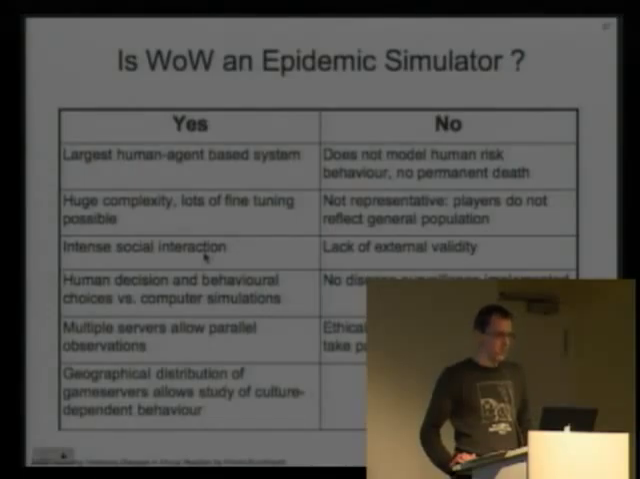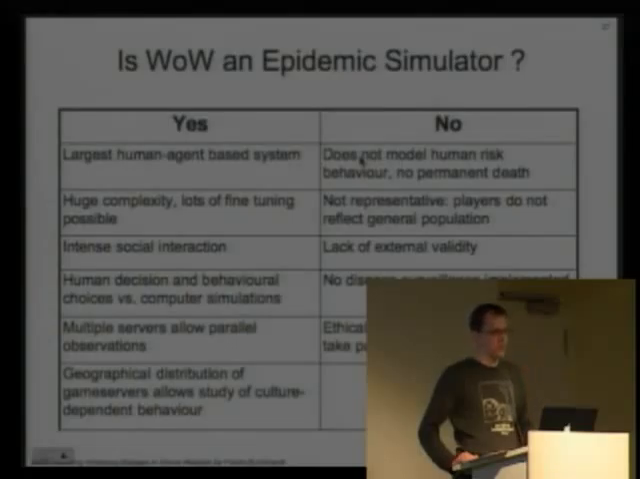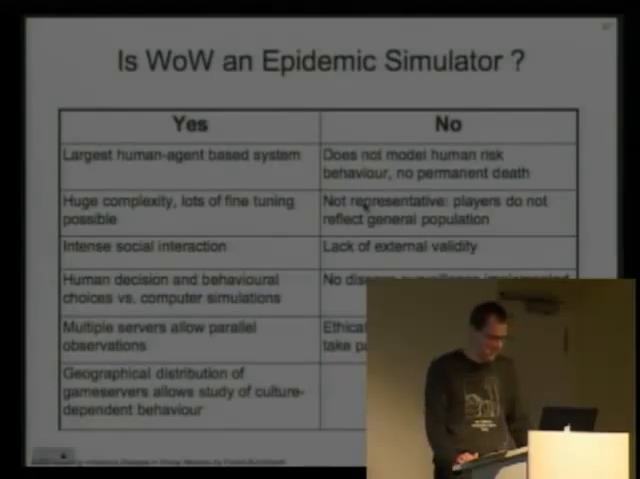However, there's a really big flaw in this argument. The human risk behavior is not modeled by World of Warcraft. If you have no permanent death, you just go out and try, what happens if I get infected? What happens if I get the plague? So the human risk behavior is not modeled by this game, and this is why a lot of people say, yes, it's interesting to look at it from the disease dynamics point of view, but do not use it as an epidemic simulator. And the players might not reflect the general population.